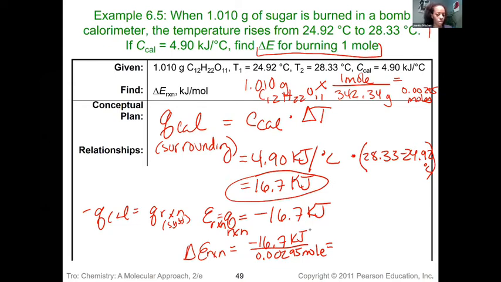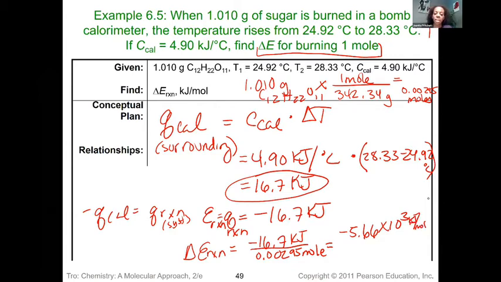So when we plug that in, divided by 0.00295, we end up with a value of negative 5.66 times 10 to the third kilojoules per mole.